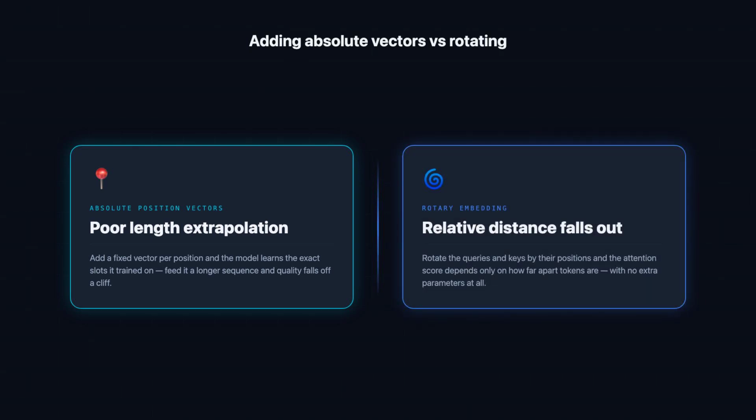ROPE takes a completely different route. By rotating the queries and keys, it bakes in absolute position but makes the attention scores depend only on relative distance. That relative view generalizes far more gracefully to longer sequences, and it costs the model no extra parameters at all.